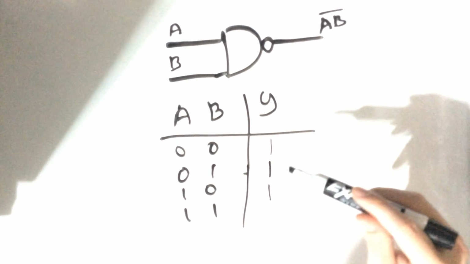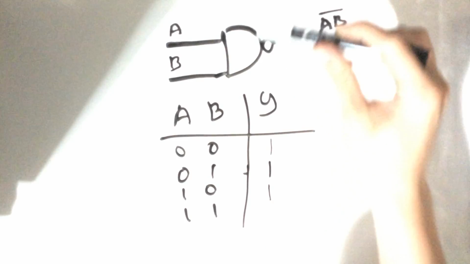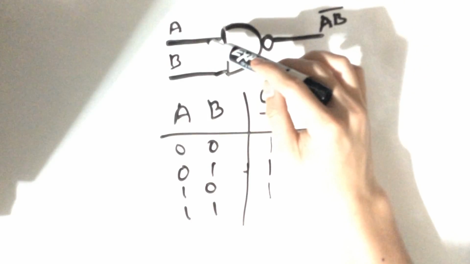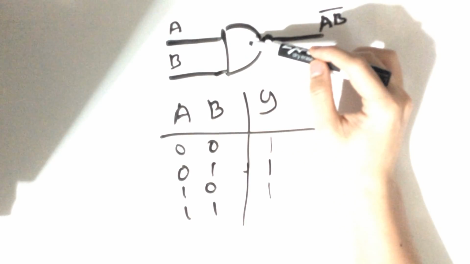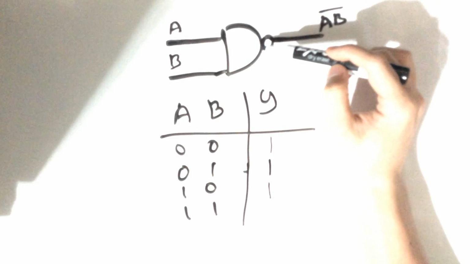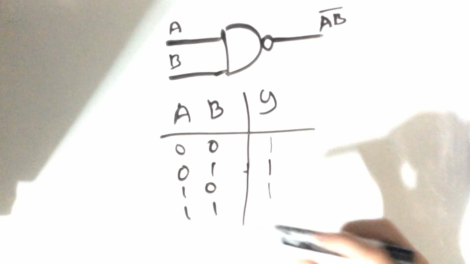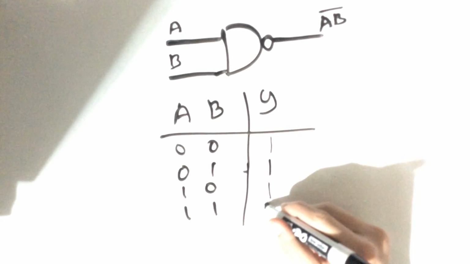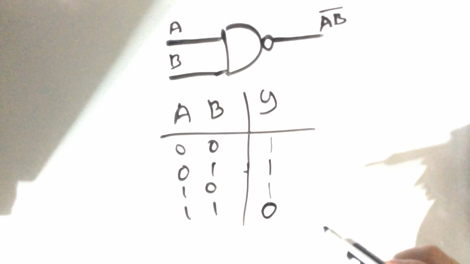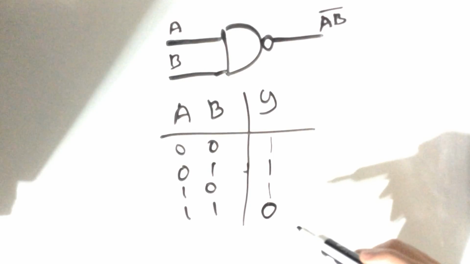Lastly, we have the value 1, 1. Now, if both values are 1, it's going to hit the AND gate and return a value of 1. However, because of the inversion bubble, we are going to get a 0. Now, that's all I have to say about that as far as truth tables are concerned.